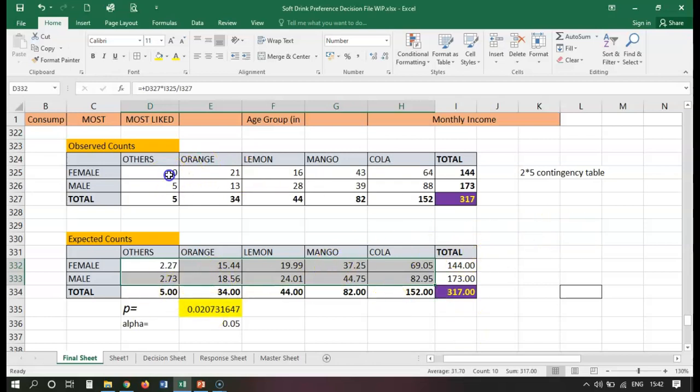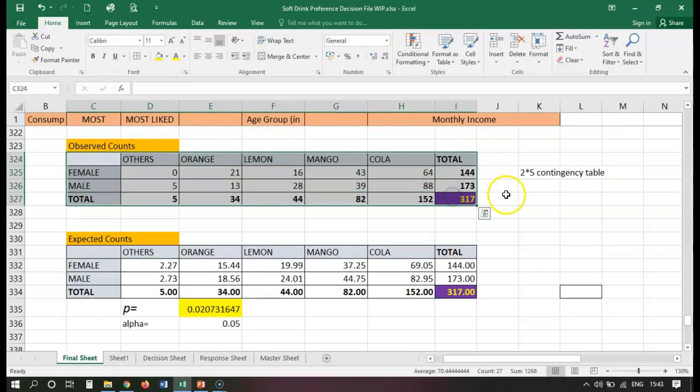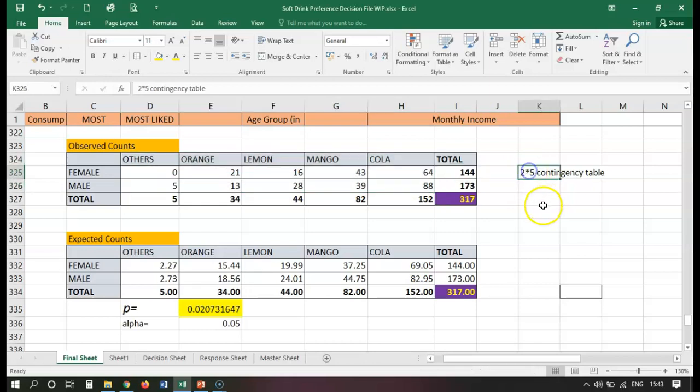So this is the table we arrive at after doing the calculation for each of the cells. There is a difference between the observed counts and expected counts, as you can see. This is how we go about the calculation of the chi-square test using Excel. This table is known as a 2 by 5 contingency table, because we have 2 rows and 5 columns. So it is a 2 by 5, and we get 10 cells.